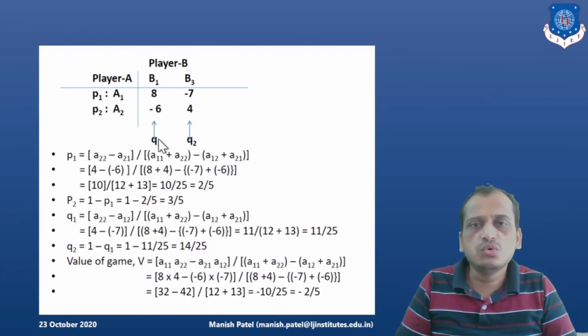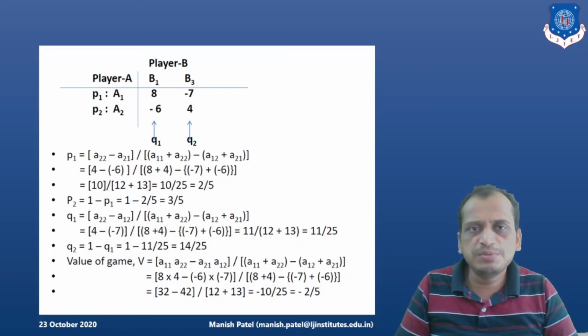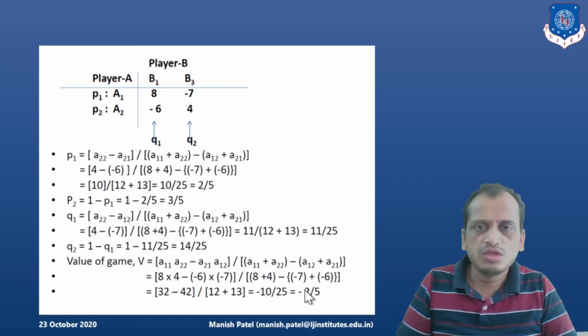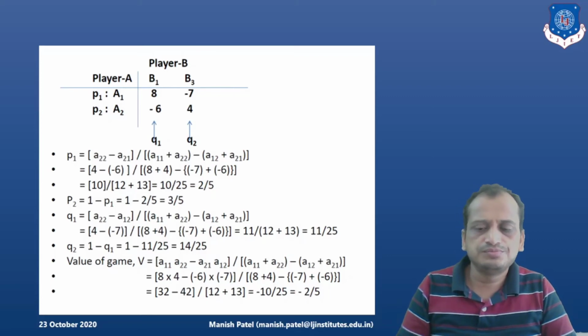Now we have got the 2 cross 2 matrix. We can easily solve this 2 cross 2 matrix with the help of algebraic method or Hartman's method, which we have discussed in the previous lecture. Here the answer is given for the value of game, minus 2/5. You can apply the alternate method that I have discussed and solve the problem.